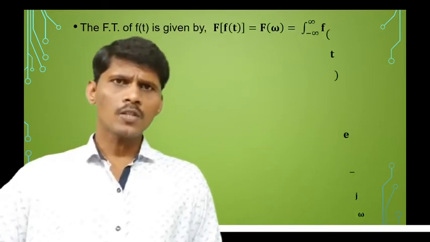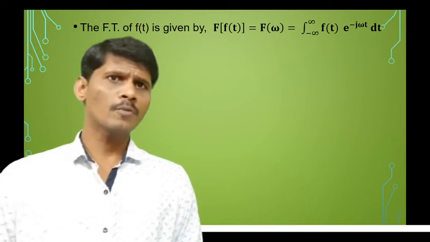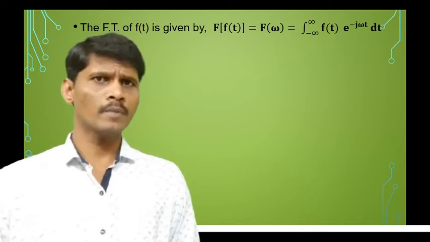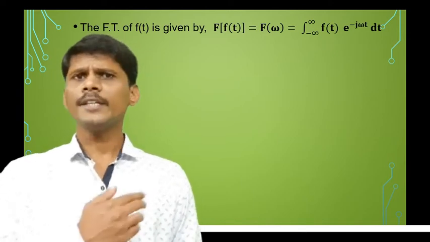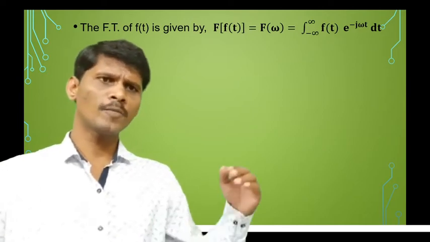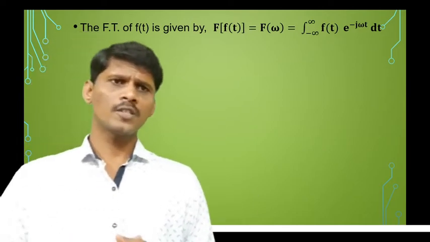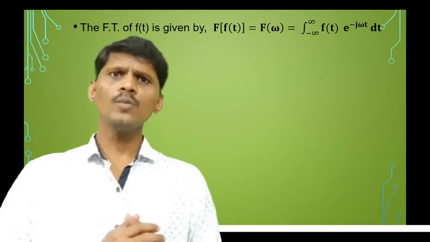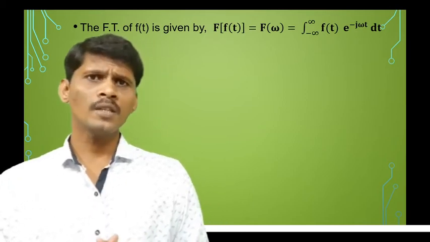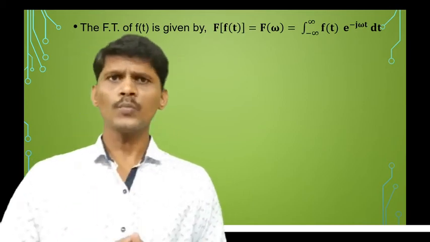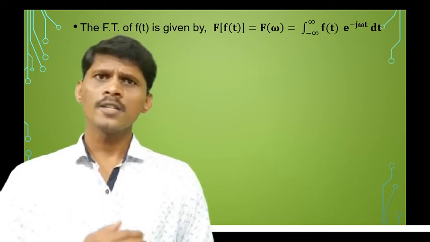So what is the Fourier transform of a signal? The Fourier transform of f of t is defined as F of omega, that is equal to the integral from minus infinity to infinity of f of t into e power minus j omega t dt. So now here, what is the function f of t? The function f of t is a signum function.